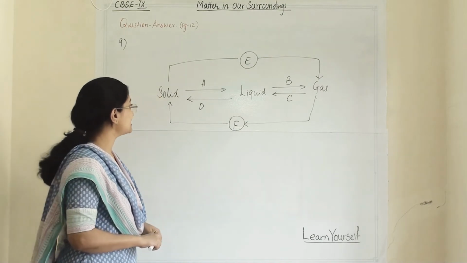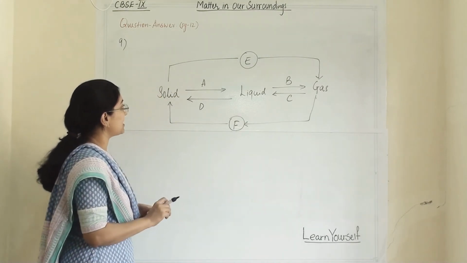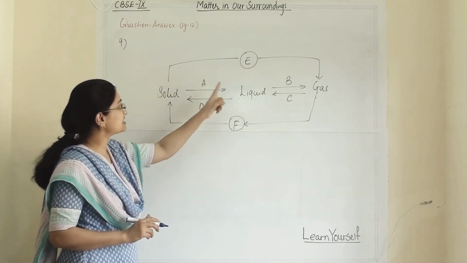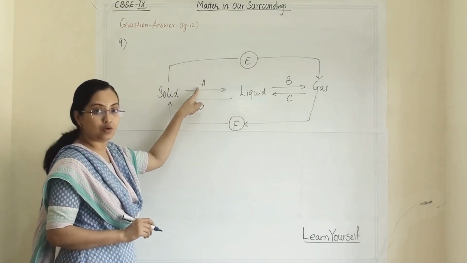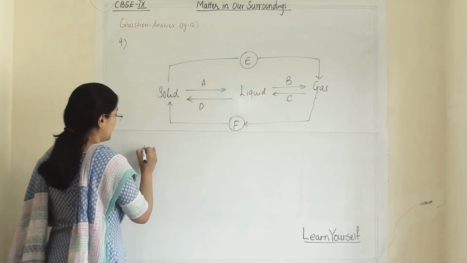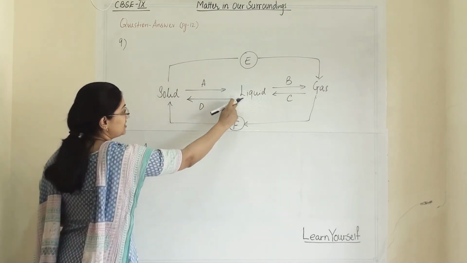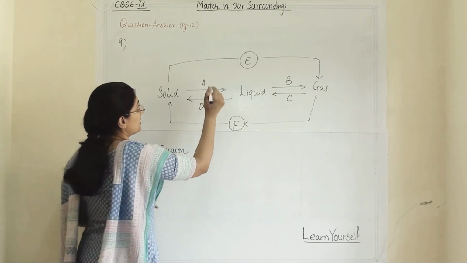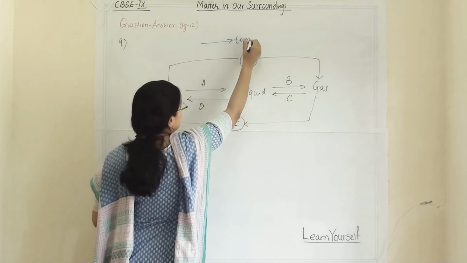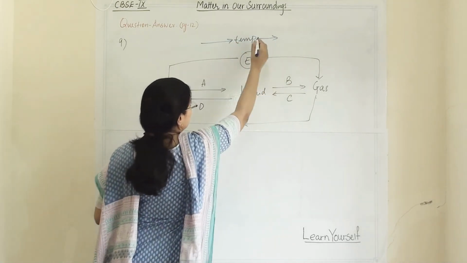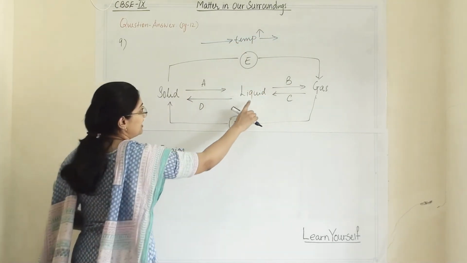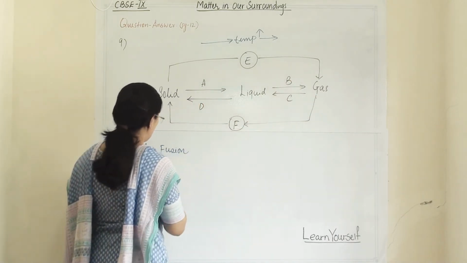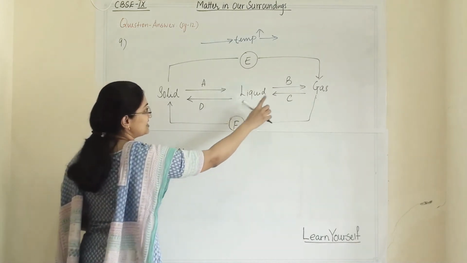The ninth question is about interconversion of states of matter. We have already discussed this, and here we have to write the name of that particular process, when solid is converting into liquid, what we call that process. So A, when solid is converting into liquid, we call it fusion or liquefaction. Here the temperature is increasing. So when liquid is converting into gaseous state, that stage is B. We call that B vaporization.